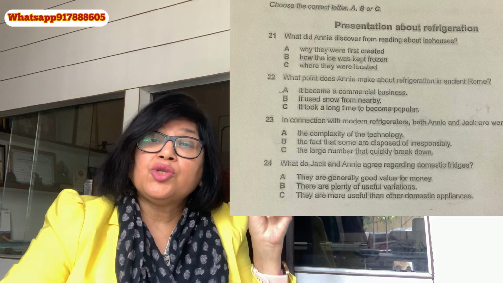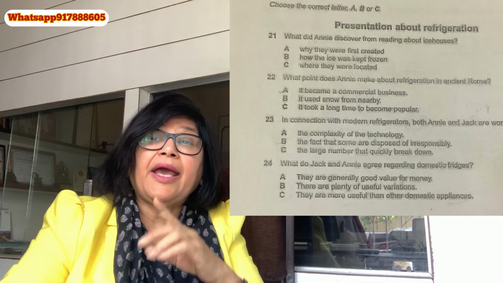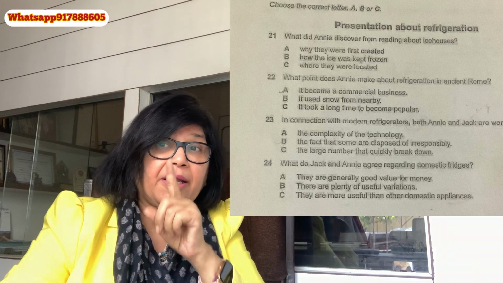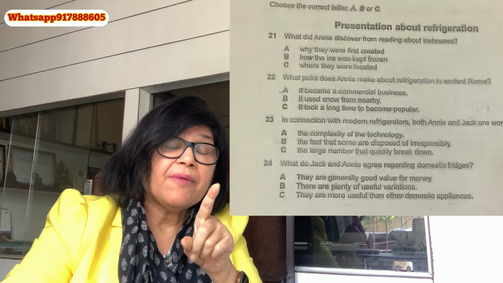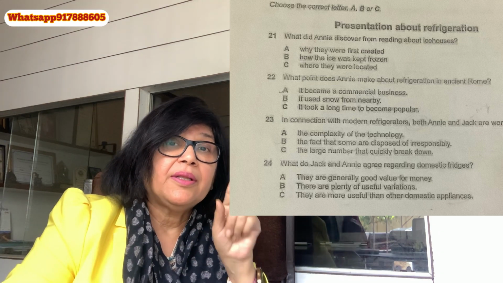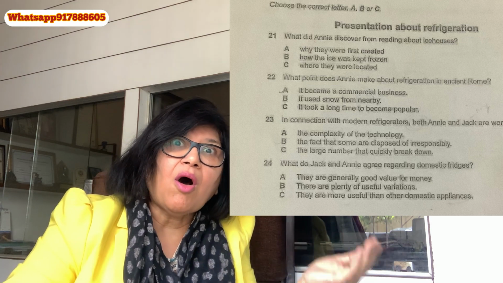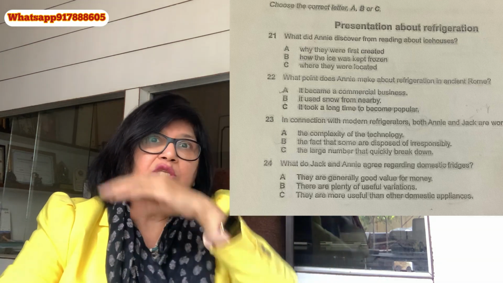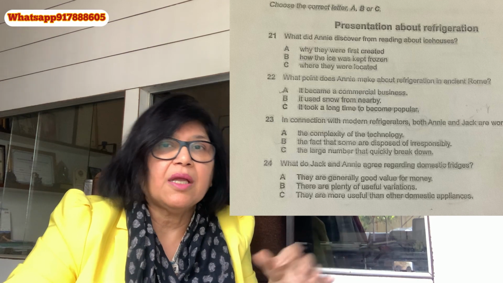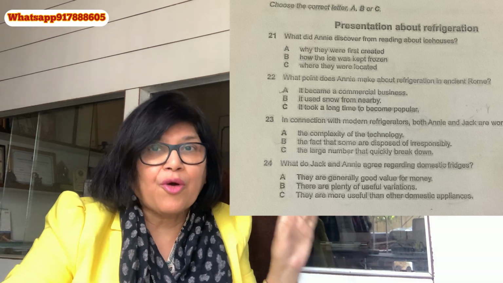Then, it used snow from nearby. See, snow from nearby. Snow and nearby. Nearby is an adjective. See, nearby is important. That means if it is given long distance, that they had to transport it from a long distance, then you put it as wrong.